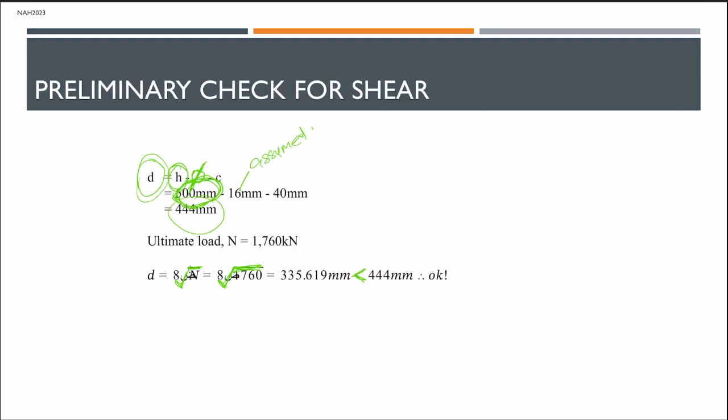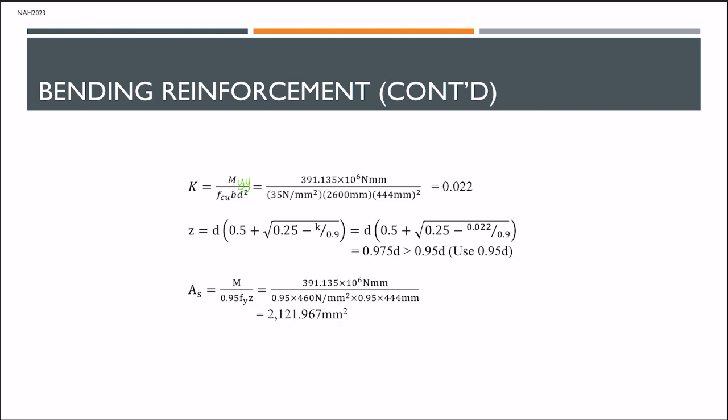Right, 444. Then I get 0.022. Okay, and put it into the formula for Z. I get 0.975D, which is bigger than 0.95D. So when it is bigger than 0.95, we know that when we calculate for AS, we're going to use this value in the formula. Don't use 0.975, use 0.95.